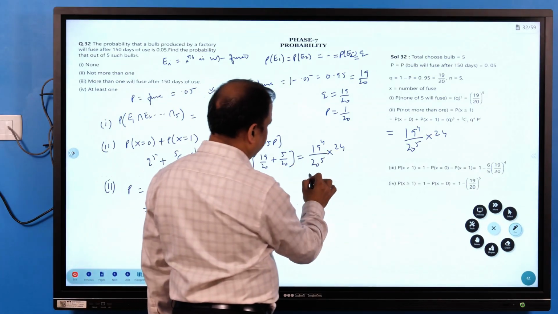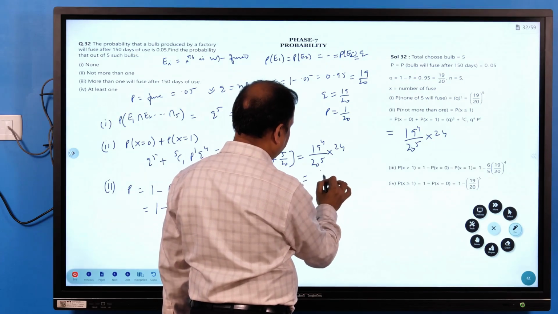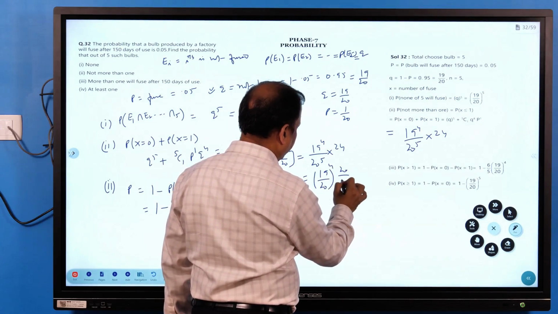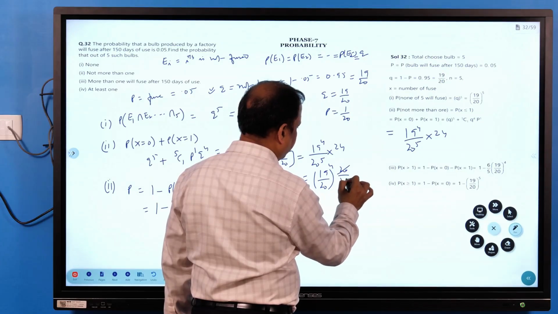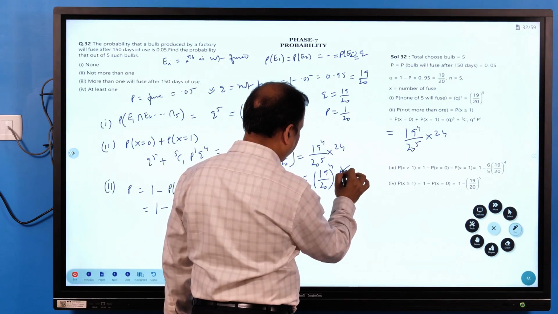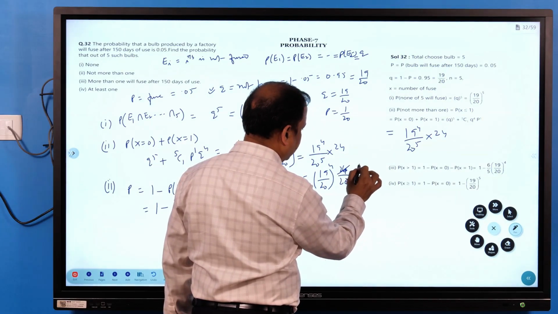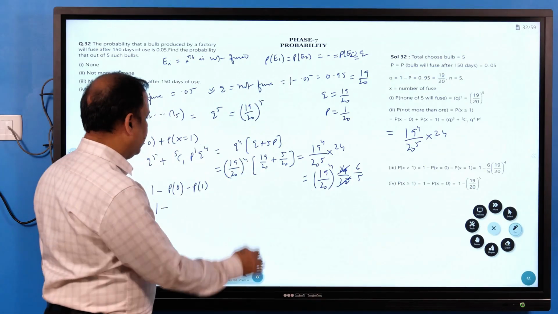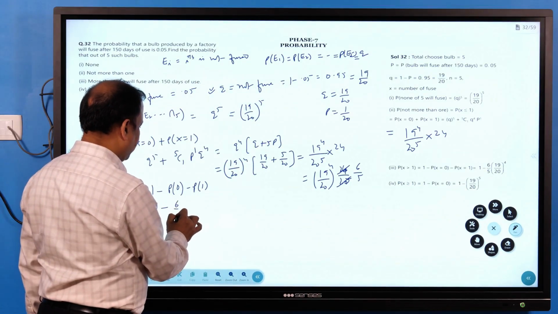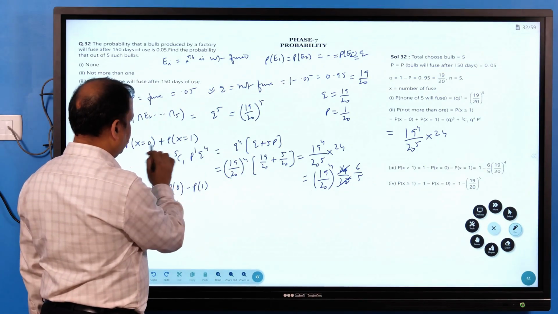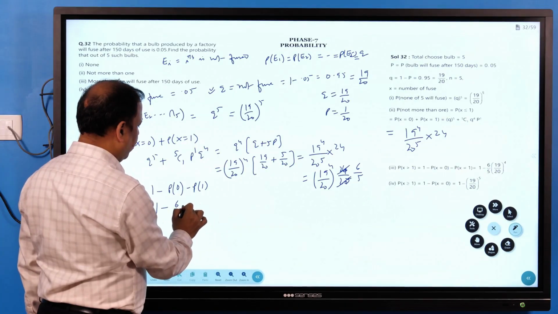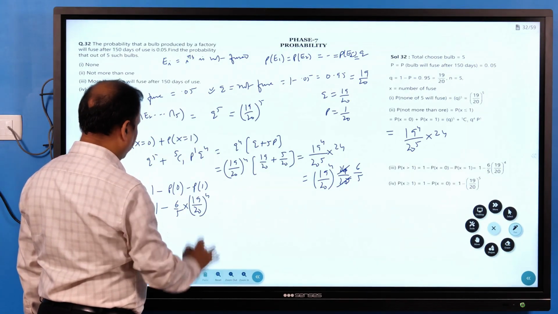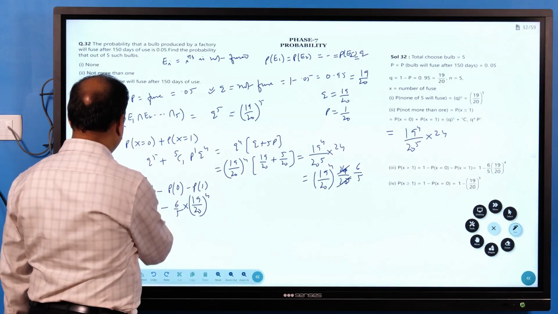this, you can write 19 upon 20 raised to power 4 into 20 upon 25, so 24 upon 20, so 6 upon 5. So that we can write as 1 minus 6 upon 5 into 19 upon 20 raised to power 4. This is P0 and P1. This is the third case.